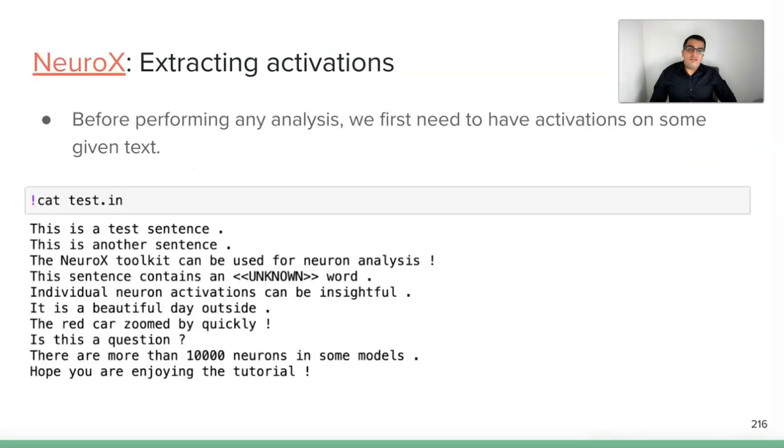Before we begin any kind of neuron analysis, we first need to have some neuron activations from some model on some given text. In this walkthrough, we'll be considering a small data set of 10 sentences with the following sentences.